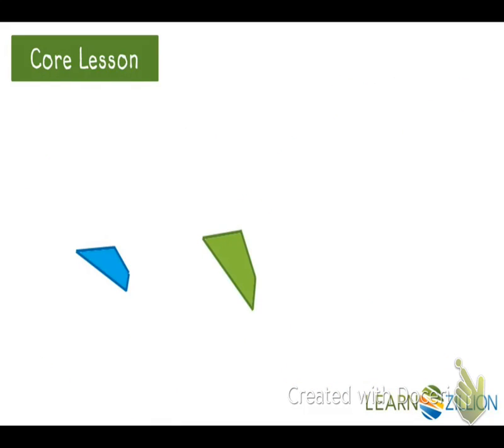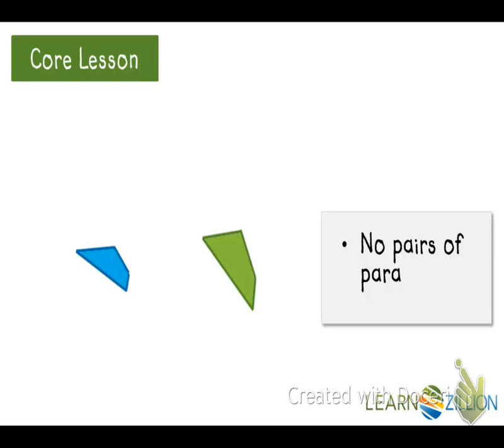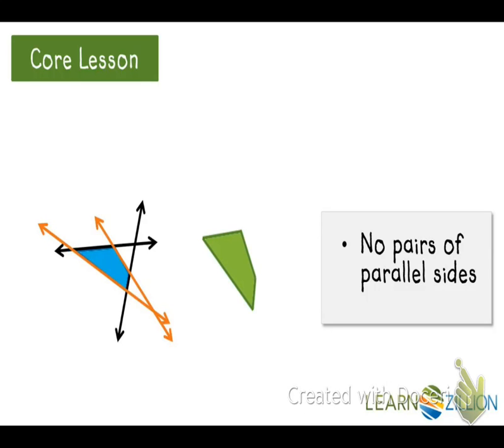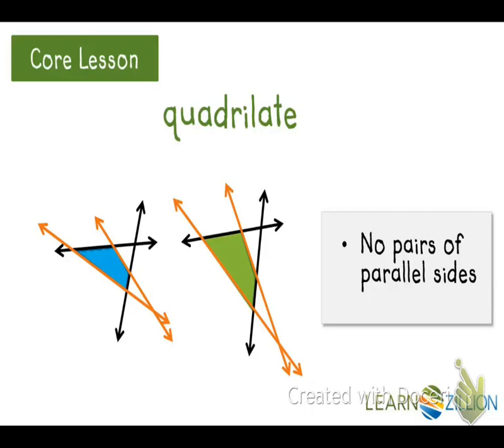Some quadrilaterals do not have any parallel sides and do not fit into any of the subcategories of parallelograms or trapezoids. These 2 shapes are examples of quadrilaterals with no parallel lines. Notice that the lines intersect. We simply call these quadrilaterals.